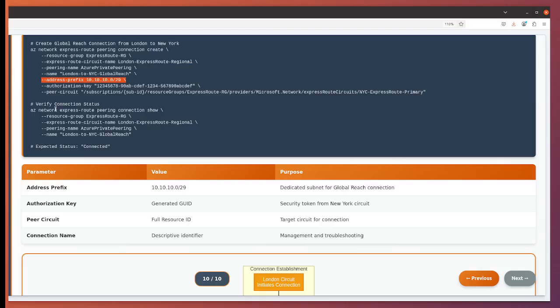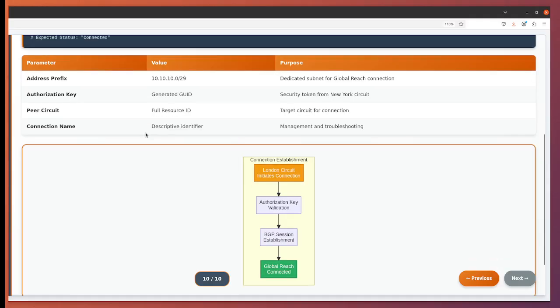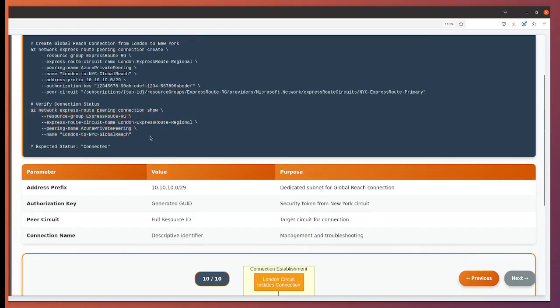Once this command completes successfully, BGP sessions will be established between your circuits, and you'll be able to route traffic directly between New York and London through Microsoft's backbone. You can verify the connection using az network express-route peering connection show and monitor BGP route advertisements to ensure proper connectivity.